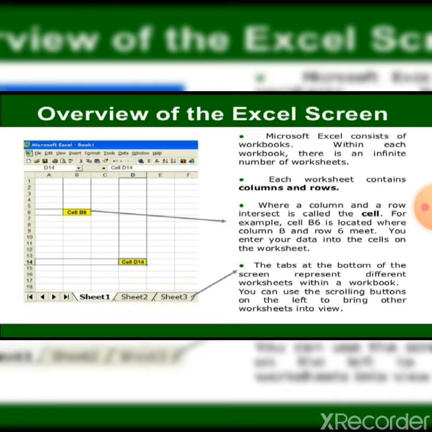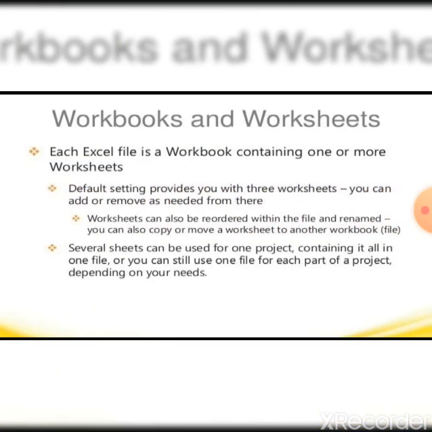You enter your data into the cells on the worksheet. The tabs at the bottom of the screen represent different worksheets within a workbook. You can use the scrolling buttons on the left to bring other worksheet into view. Workbooks and worksheets. Each Excel file is a workbook containing one or more worksheets. Default setting provides you with 3 worksheets, but you can add or remove as needed from there.